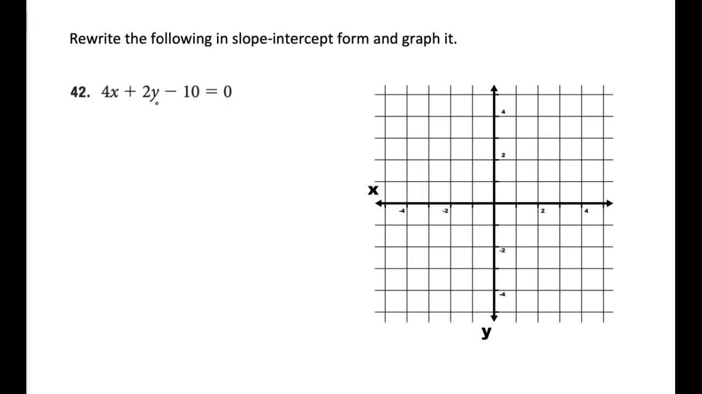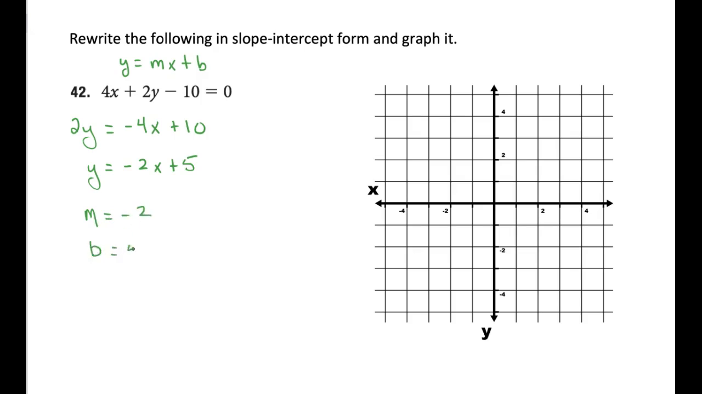So the first thing we want to do is get the 2y by itself so that we're in y equals mx plus b. So we want it to look like that. y equals mx plus or minus, of course, b. If it's minus, it just means b is negative. So 2y equals, we subtract 4x from both sides and we say minus 4x. We add 10 to both sides and we say plus 10. Now we're going to divide everything by 2 and I get y equals negative 2x plus 5. All right, so now with that we know that the slope is negative 2 and the y-intercept is positive 5.